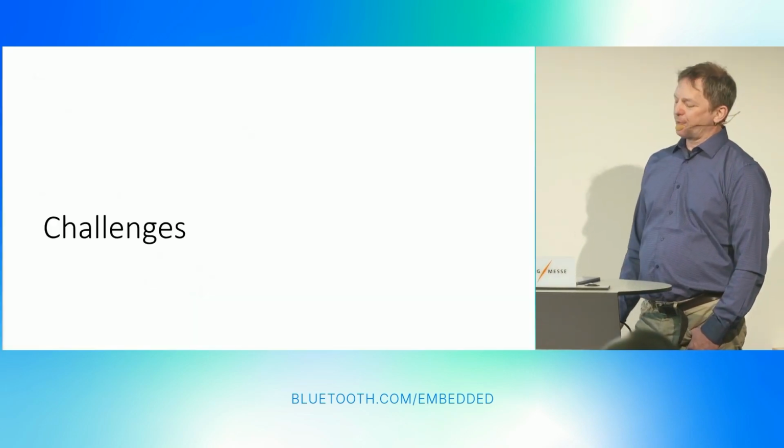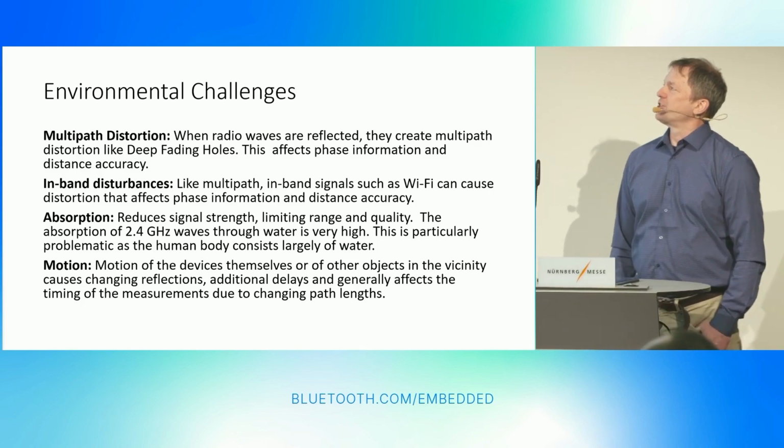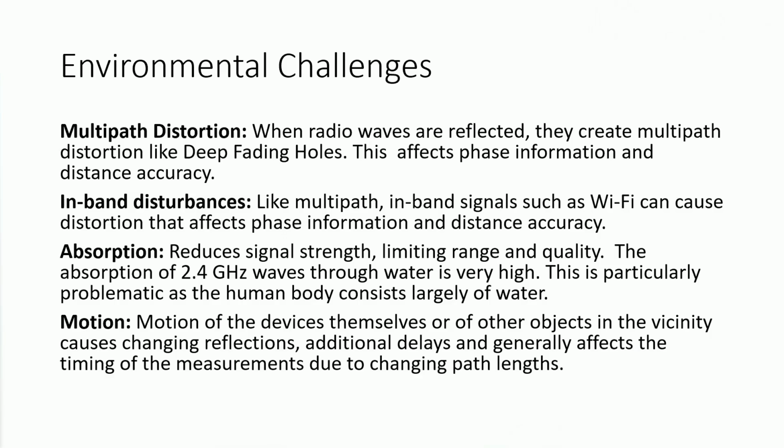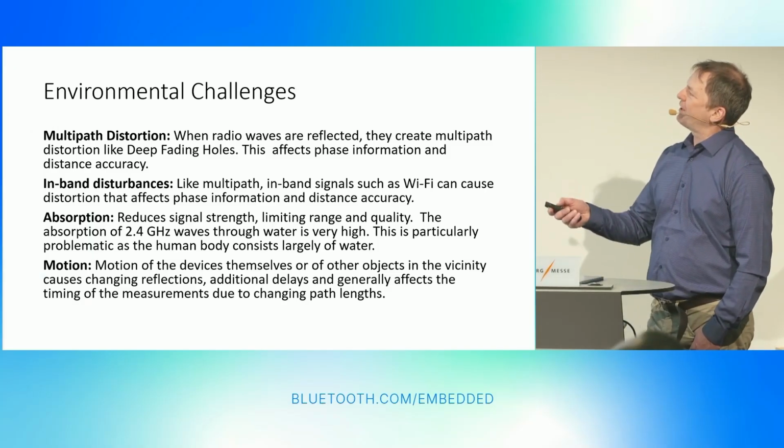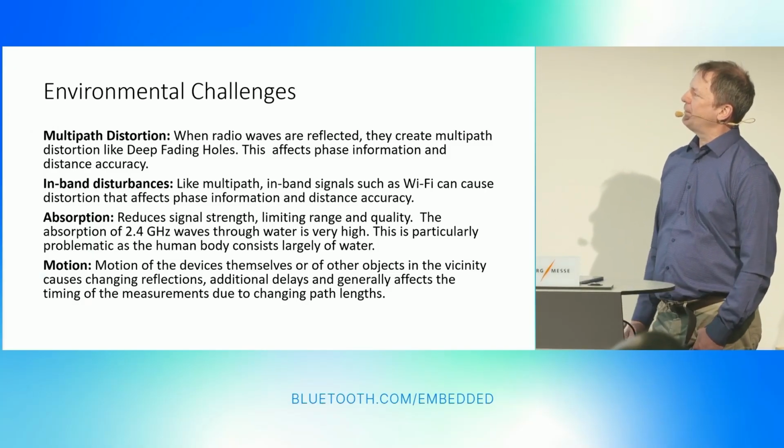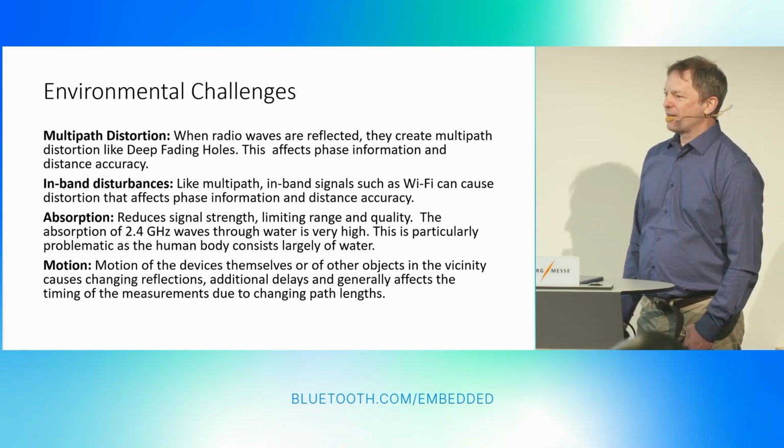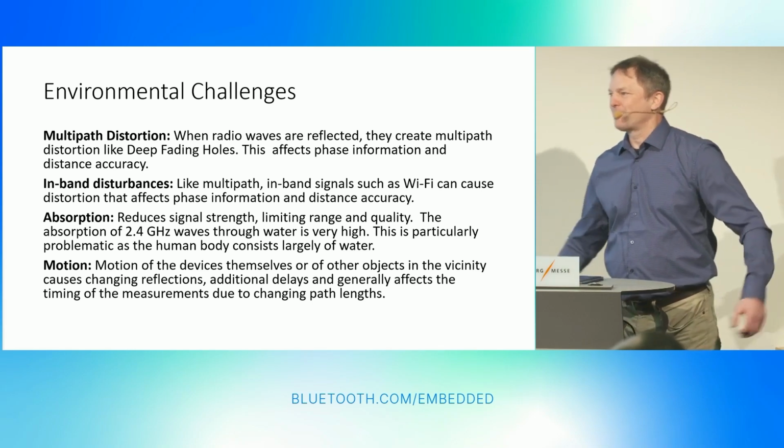The first challenge is the environment challenges. There are multipath distortions. For example, the reflections could result in adding power, but also you can have fading holes. This affects the phase information, which Charlie showed us, and then you will have a different distance accuracy. This needs to be addressed, and the main way to address that is multiple antenna paths.